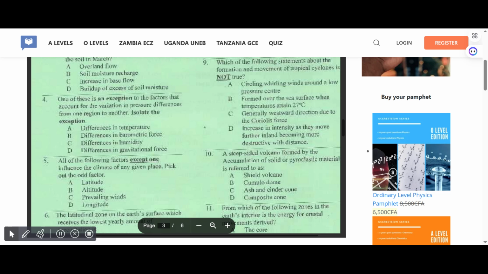All of the following factors except one influence the climate of any given place. Pick out the odd factor. Correct answer is D, which is longitude.